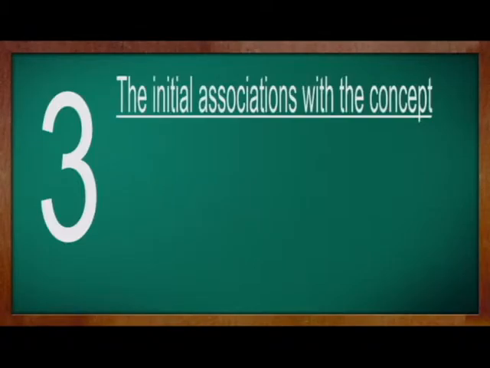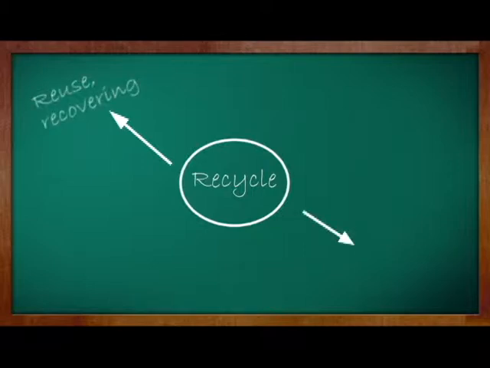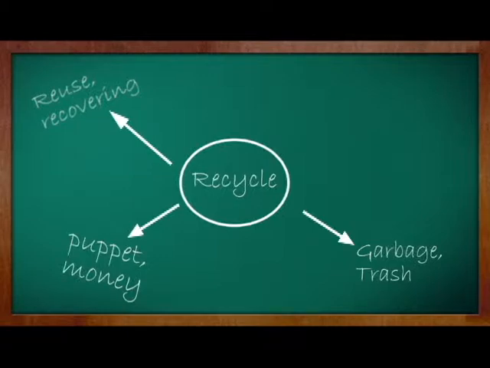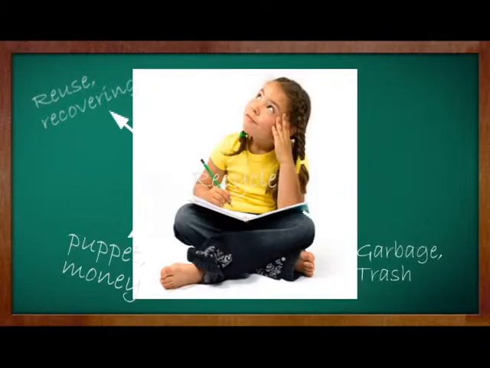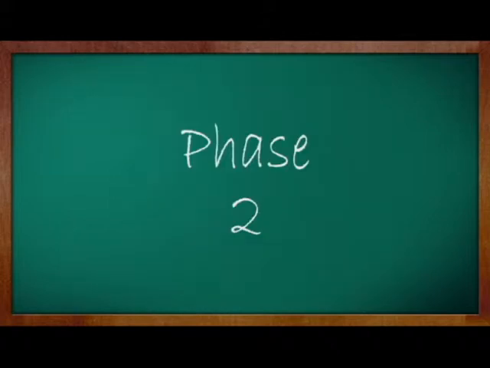There are 3 phases in the PREP procedure. Phase 1. The initial associations with the concept. Ask the students to tell anything they think of in association with a stimulus and write all responses on the board. This activity helps students think about what they already know and sets the stage for more critical analysis of content.